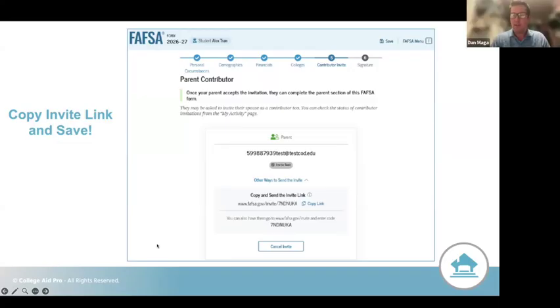I haven't lost the code yet, so I'm not sure what happens if you lose it. But definitely write down that number or whatever you have to do so you don't not have that code when you're trying to finish up the FAFSA. Again, I haven't had to troubleshoot that yet. I'm sure there's a way, but.